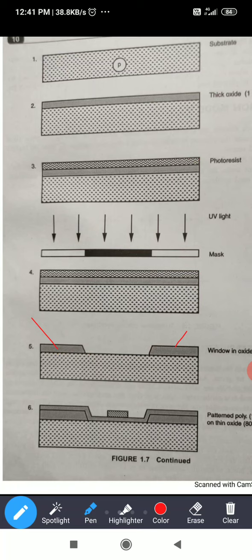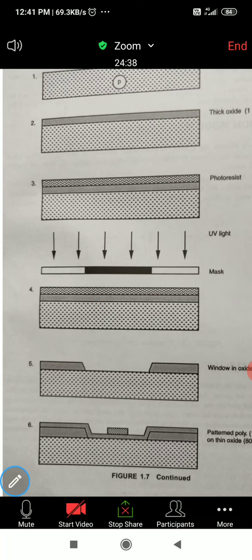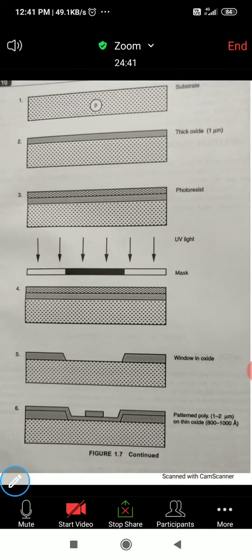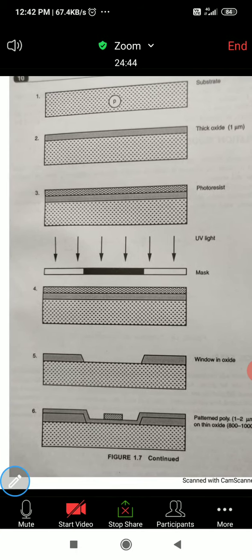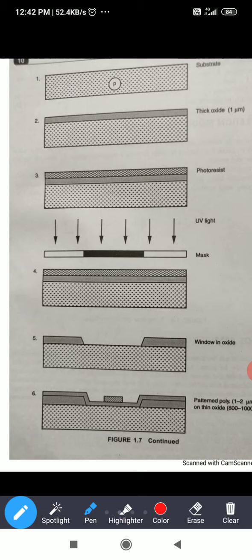After development, which is done by the etching process, the photoresist is etched away and this particular silicon dioxide layer is also etched away. Then we get a structure like this, which we can call a window in the oxide. There we will grow the gate.